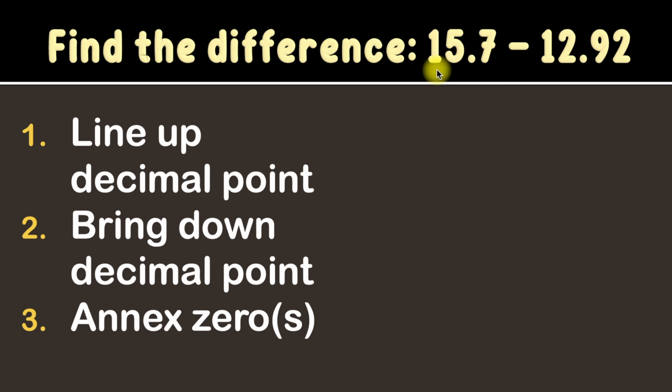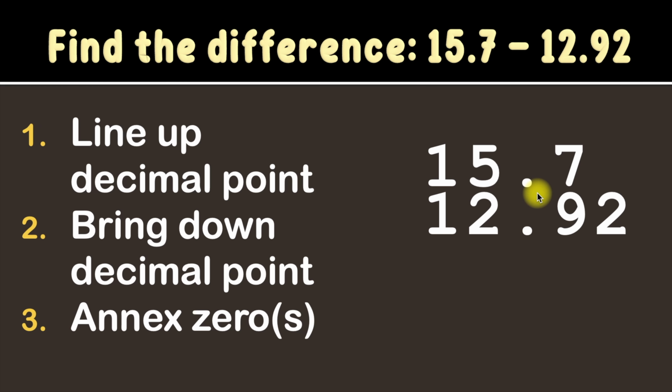Let's start by writing in 15.7 first. Under 15.7, we'll write 12.92, but we're going to make sure that we do it so that the decimal point in 12.92 is right under the decimal point in 15.7. So it'll look like this.